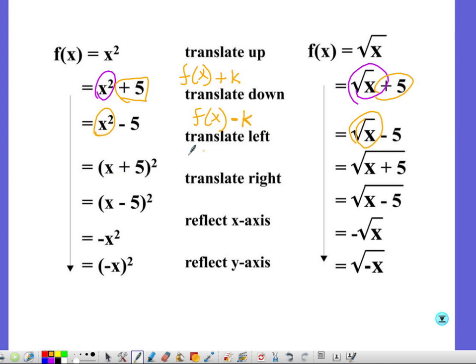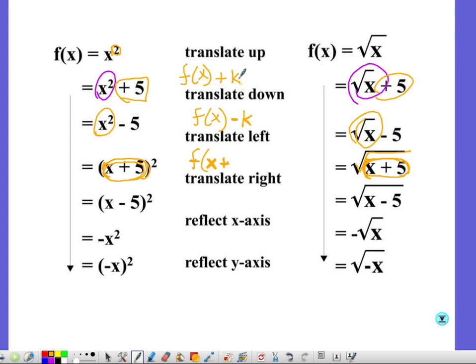Alright, what about translate left? What are the similarities here? Notice we take the variable by itself, and right next to that variable we added 5, and then we took the square on the outside. Here we took our variable by itself and added 5 right next to the x, and then we took the square root. So what we're doing here is we're taking the variable x, and we're adding a number. Now this could have been +1, +2, +3, plus any number.